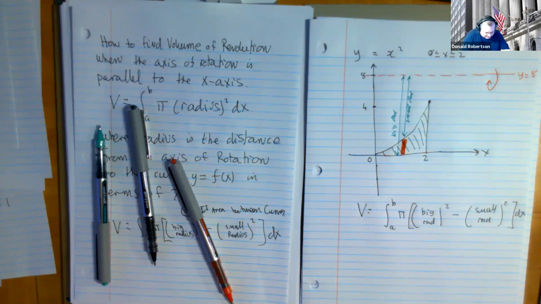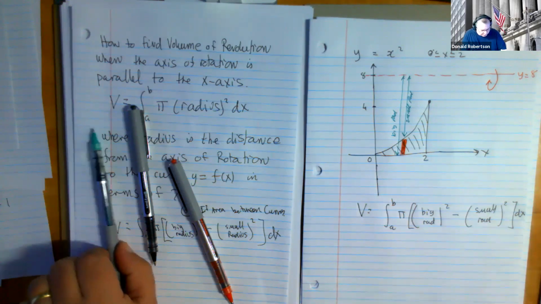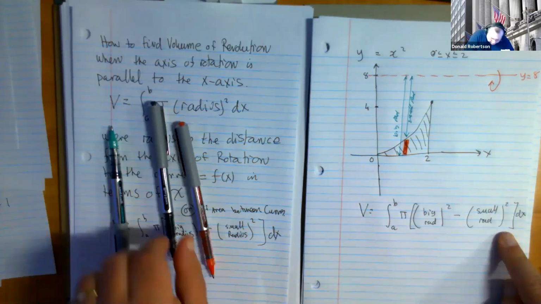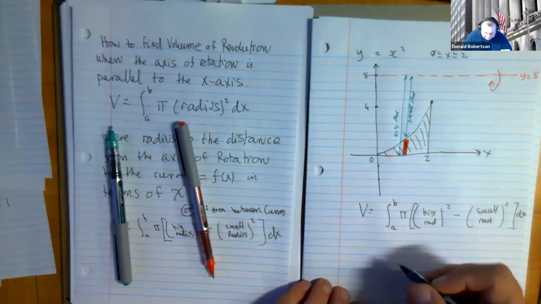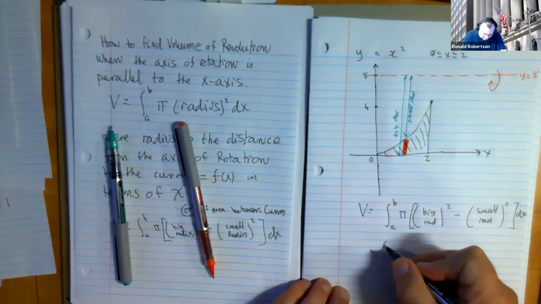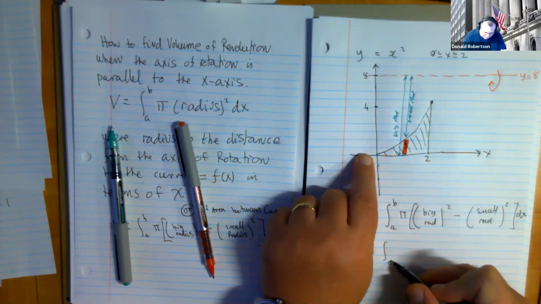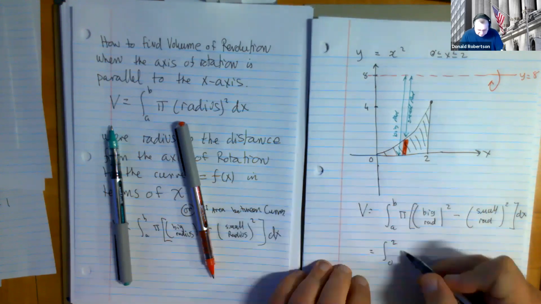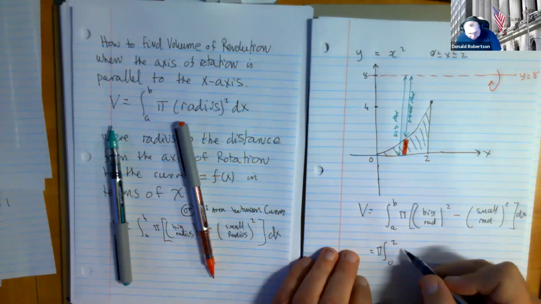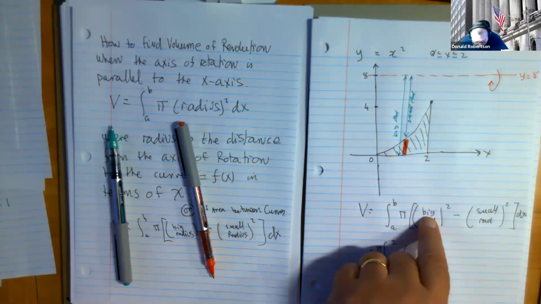Now, this is your generic formula. This is the one you're going to use. So you go here and say, okay, start at 0, finish at 2. Stick the pi outside. Now, big one squared, take away little one squared. Let's see what they look like.